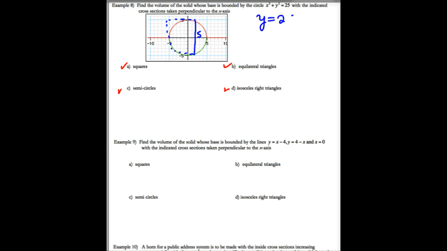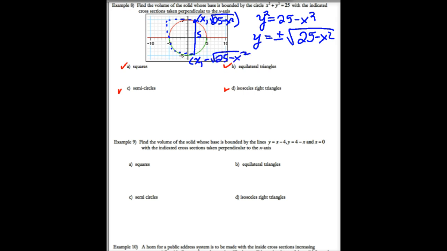My y squared would equal 25 minus x squared. So my y would be plus or minus the square root of 25 minus x squared. So what I've got up here, my top function represented by x comma square root 25 minus x squared. My bottom function is x comma negative square root 25 minus x squared. All right. So when I do top function minus bottom function, I end up getting 2 √25 minus x squared, which should make sense because it'd be 2 of these, and that's this length.